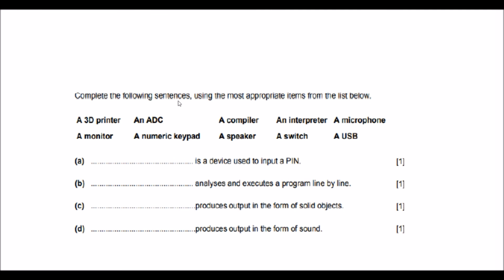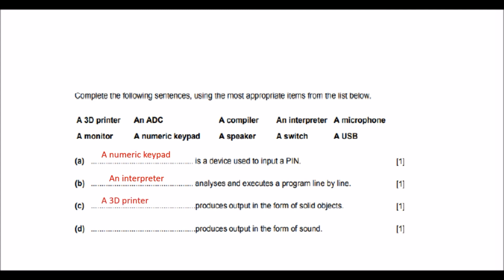Now, this one says complete the following sentences using the most appropriate item from the list. Which device is used to input a PIN? What do you think? Of course, it's a numeric keypad. Analyzes and executes a program line by line. We talked about this when we were talking about the operating system, by the way, and the different operating systems we have. That one is an interpreter, all right? So take note of that.